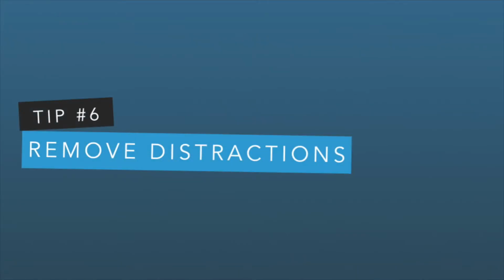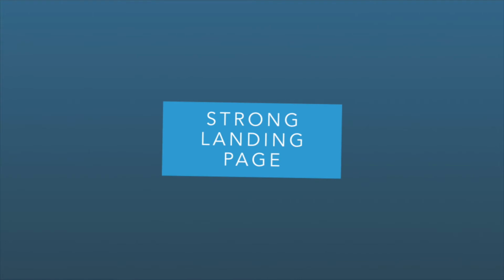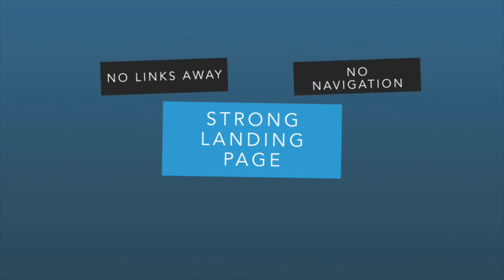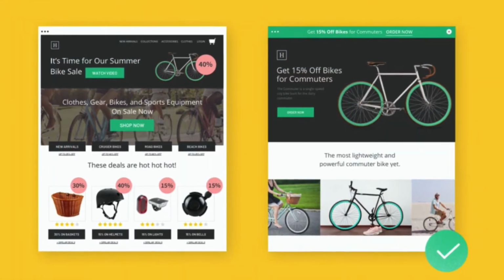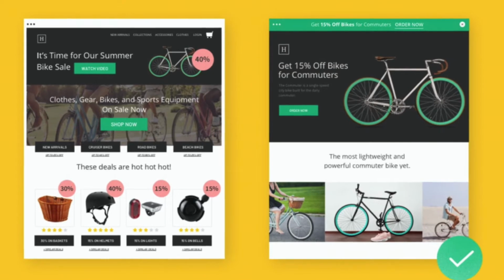Tip number 6. Remove navigation and distraction. A great landing page focuses on a single conversion goal and should not have unnecessary links away from your landing page: site navigation, additional calls to action, or even links back to your home page. Here's a side-by-side comparison between a home page on the left and a landing page on the right. Can you see the difference?